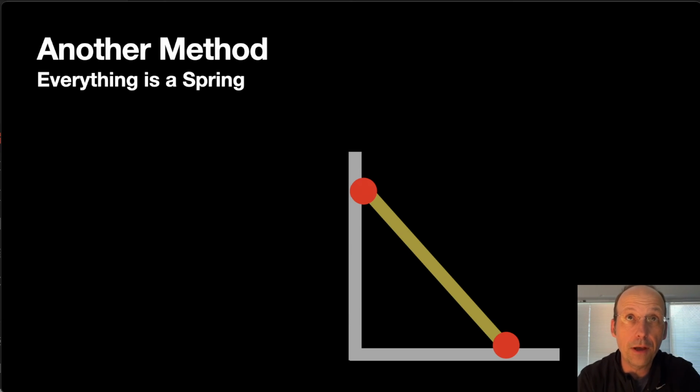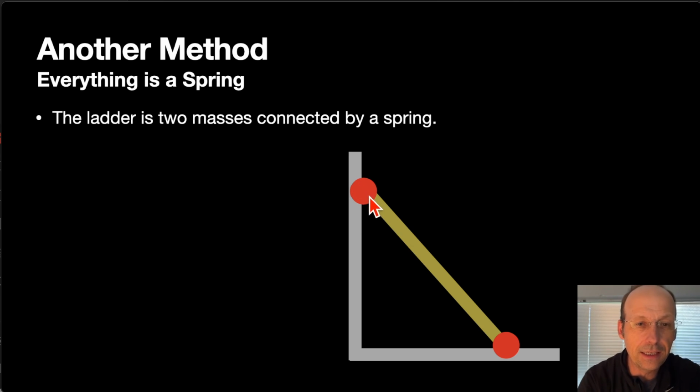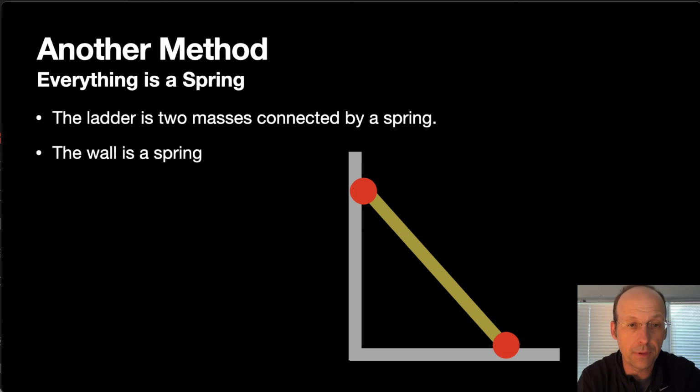And I'm going to have my 2 masses right there, my 2 mass ladder, and that's why I picked that. And I'm going to say that everything is a spring. So the ladder, connecting these 2 masses, that's a spring. So I know that if I move one end of the ladder, it's going to move the other end of the ladder because they're connected by a spring. The wall is a spring. So if this mass pushes into the wall, the wall pushes back. And that's one way to deal with these forces of constraint, is to treat them as though they're springs. And the floor is a spring. Okay? So everything's a spring.